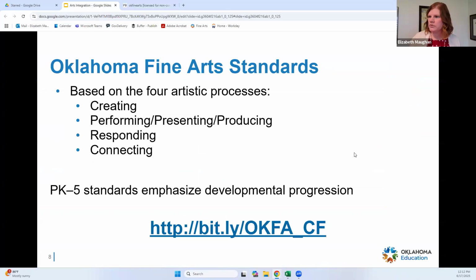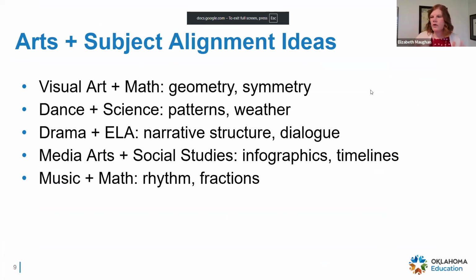Jump back over. So a few alignment ideas before we dive into actual ideas that I'd like to share with you. General ideas, visual art and math, geometry and symmetry. An easy partnership there that you could build out. Dance and science, patterns and weather. I don't know, I guess our pattern right now is a lot of rain. So you could pull that in there, right? With a dance and what's the movement for rain? What does that look like?